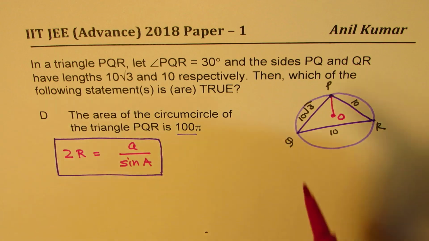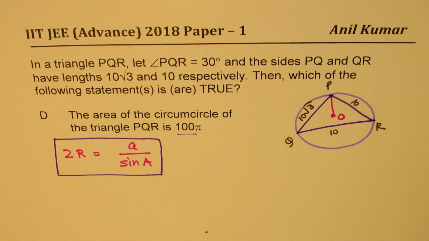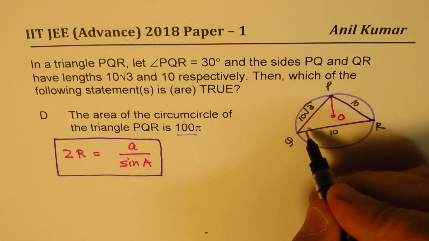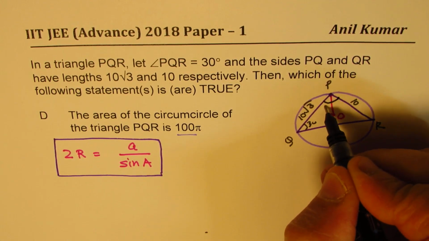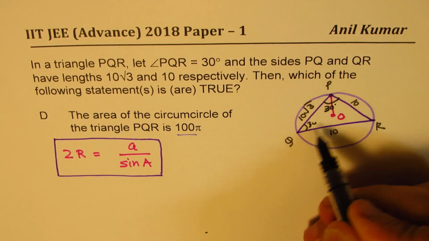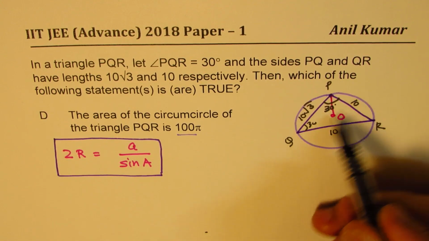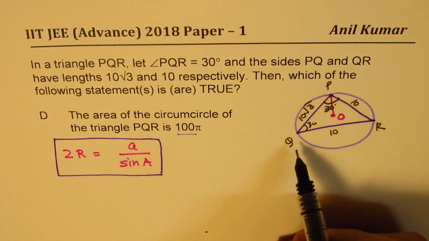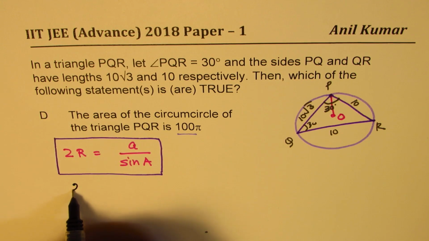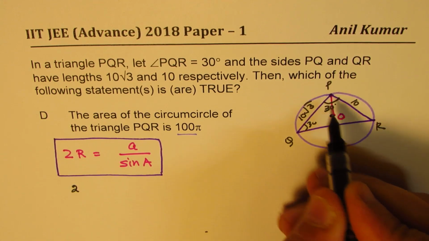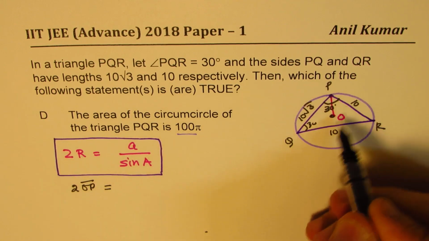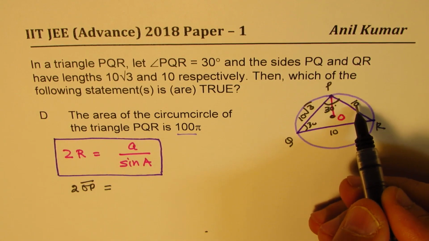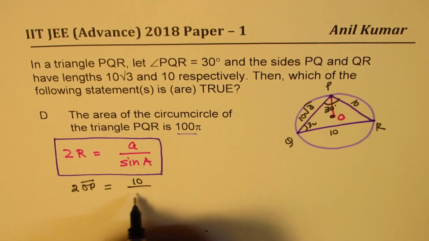In our case, we can use any angle. We know this was 30, and that is a better side to use. We can use 30 and 30, so we can use these sides. So we can say twice this radius OP will be equal to the side opposite to Q, which is 10, over sine 30.